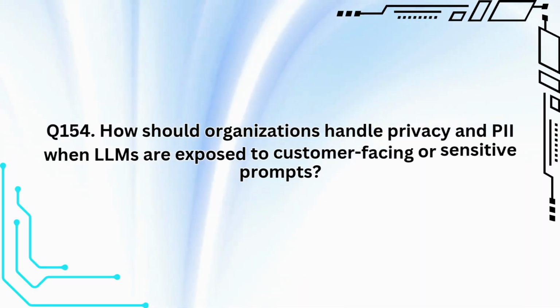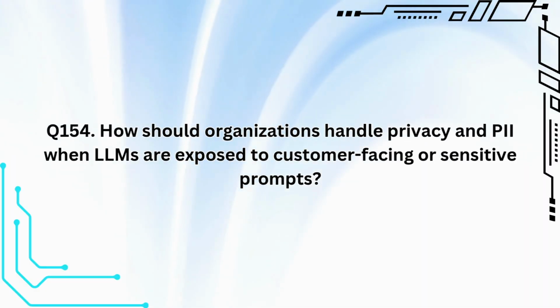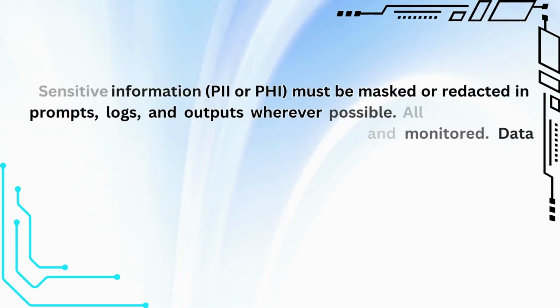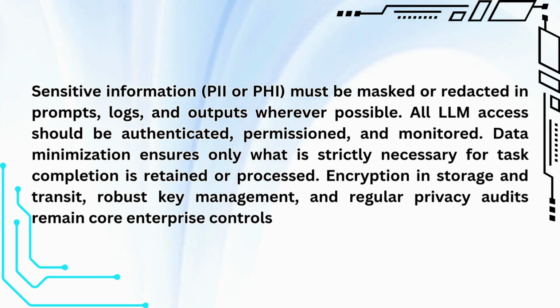How should organizations handle privacy and PII when LLMs are exposed to customer-facing or sensitive prompts? Sensitive information, like PII or PHI, must be masked or redacted in prompts, logs, and outputs wherever possible. All LLM access should be authenticated, permissioned, and monitored. Data minimization ensures only what is strictly necessary for task completion is retained or processed. Encryption in storage and transit, robust key management, and regular privacy audits remain core enterprise controls.